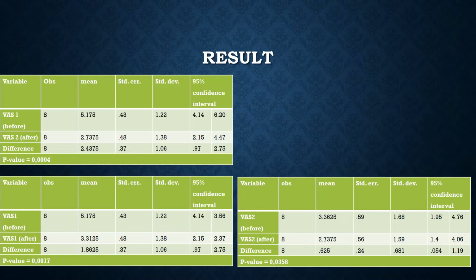The same correlation was found here on the second table in VAS1 before and VAS1 after, with a strong significant p-value of 0.0017 and a mean score difference of 1.8625. On the last table you can see the VAS1 before and the VAS2 after treatment, and it showed a strong significant p-value of 0.0358 with a mean difference of 6.625.